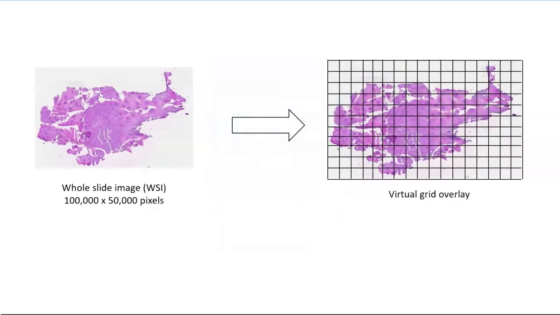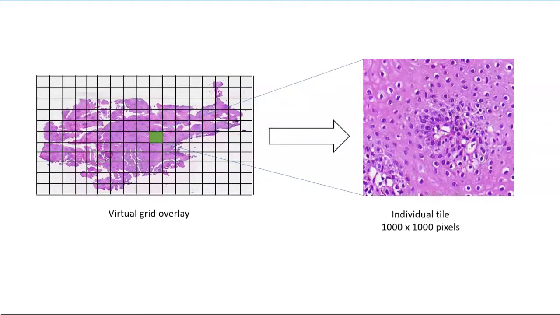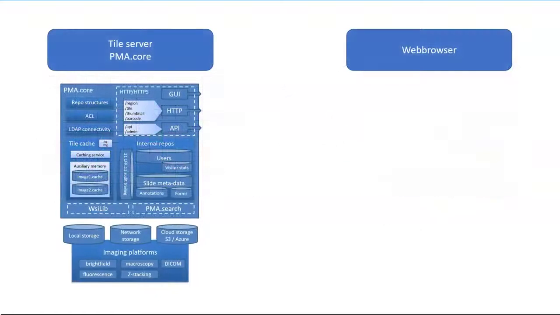The solution comes in the form of a tile server. At Petomation, our tile server is called PMA Core. A tile server overlays your original gigapixel image with a grid-like structure. This divides the original image in bite-sized pieces called tiles. A separate tile can be easily downloaded once again by the browser. The tile server can serve individual tiles to anyone who asks it.